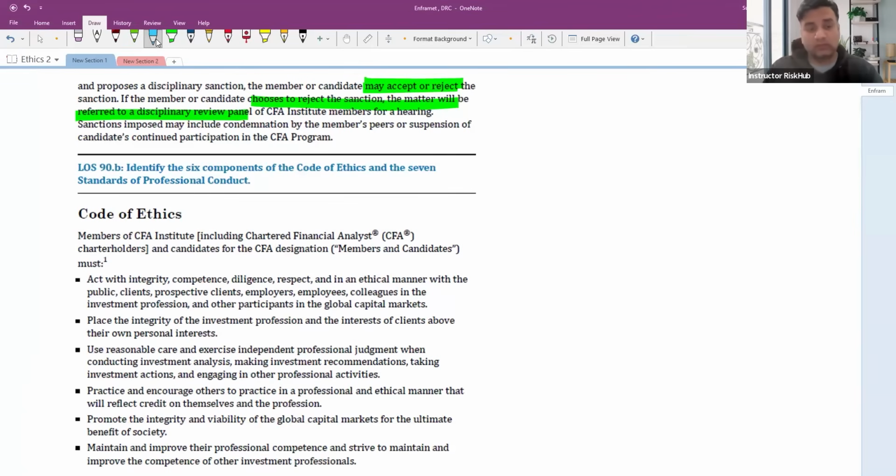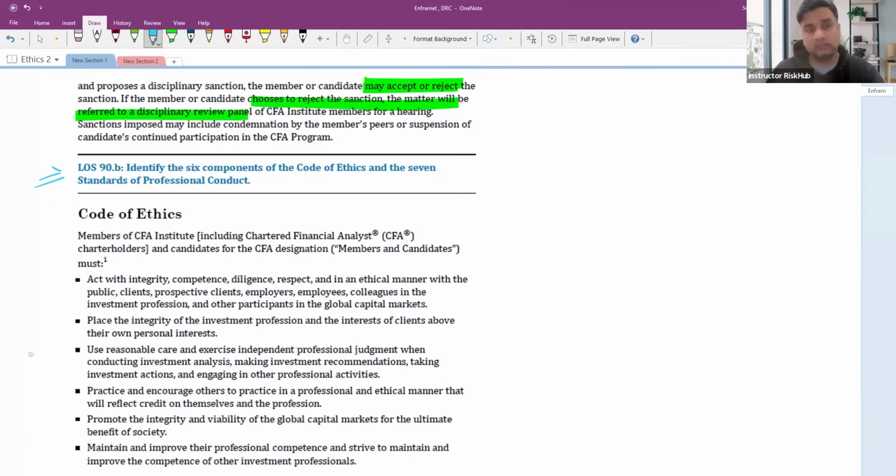Okay. What are the possible sanctions? Possible sanctions could be public censure, suspension of membership, or suspension from the CFA exam. Right? Please keep in mind this can come in a question. Can they suspend you during your investigation? No, they cannot suspend you during investigation. This can be an exam question also, right? All right. So this is your learning objective statement one.